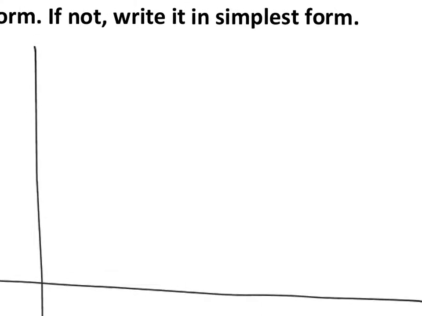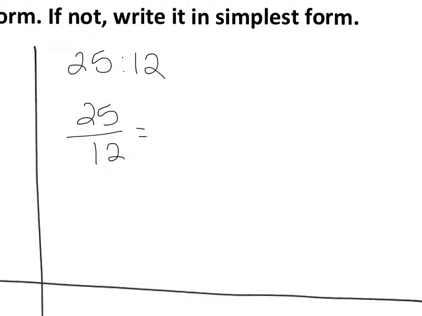Okay, let's look at the next one. Let's look at 25 to 12. This time if I write this as a fraction, you may notice that it's actually an improper fraction, and you might be tempted to write it as a mixed number. If we're talking about ratios, we do not want to write them as a mixed number, because if I change this into a mixed number, it would be 2 and 1/12. Well, 2 and 1/12 is not, we're not dividing two numbers, so we do not want to change them into mixed numbers.